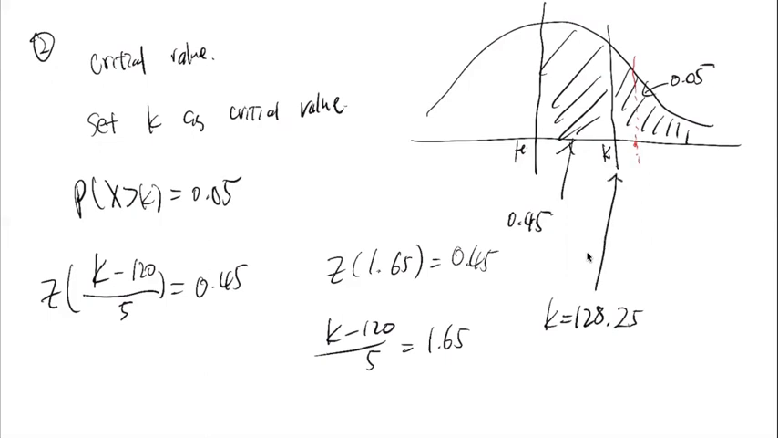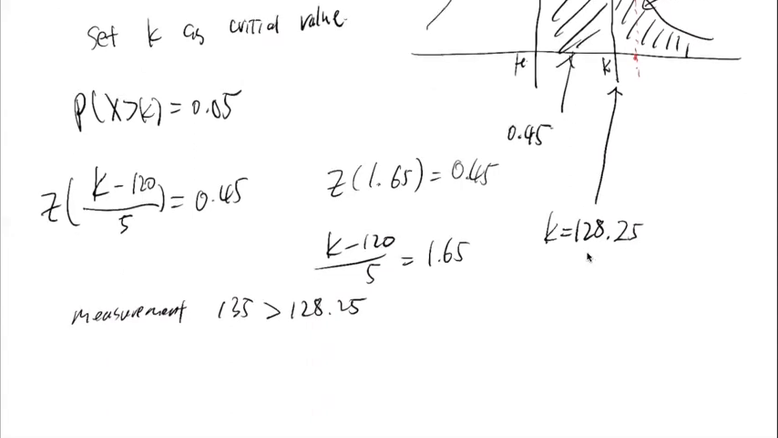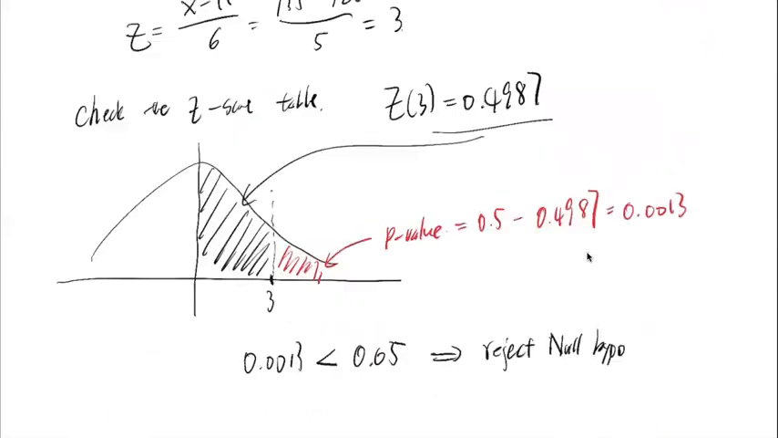However, we know that our measurement is 135, which is greater than 128.25. So it should lie in the rejection zone, and then we can draw the conclusion that we reject our null hypothesis. So I presented two ways of solving this problem.